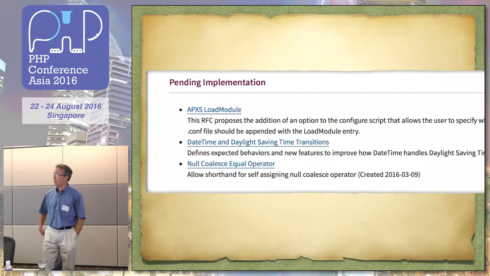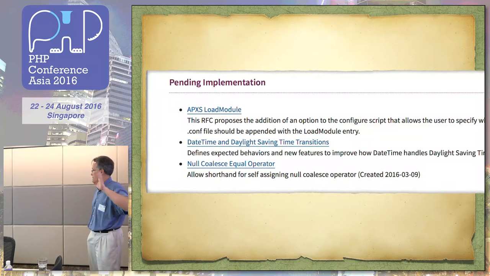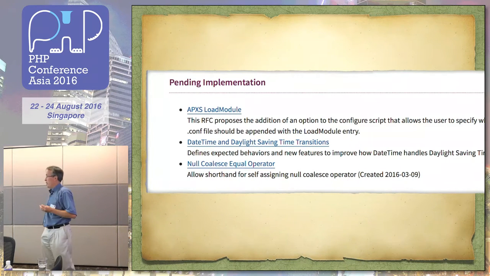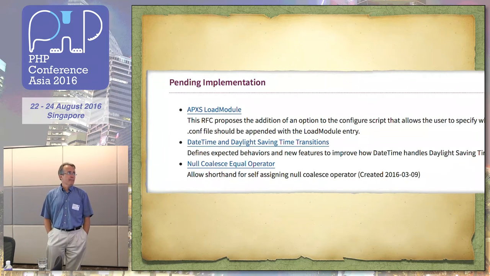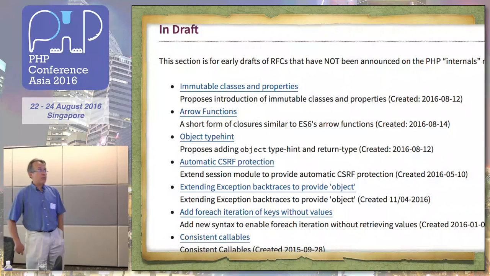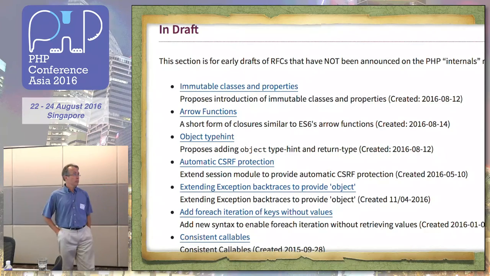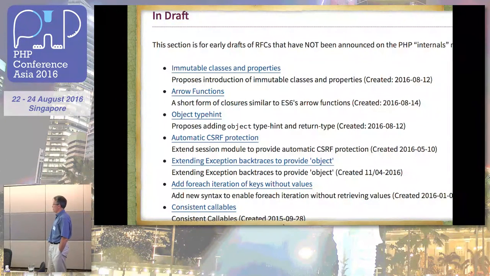There is another list which I find amusing, which is things that people have voted for but not yet done. Okay, so that's another list of things, especially daylight saving time transition. I'm pretty sure that's going to be a lot of work for Derick. Null coalesce, a goto operator, things like that. Even after that, there is in draft, so those are being talked about, but not yet voted. Interesting things, consistent callables, automatic CSRF protection, that sounds nice. That's something we can, you know, keep an eye on, because hopefully it's going to do something.